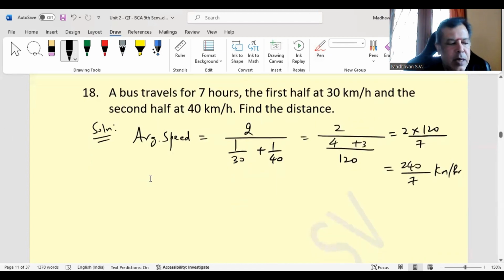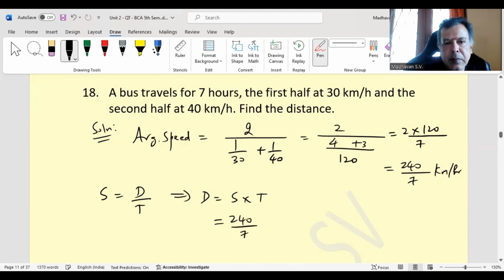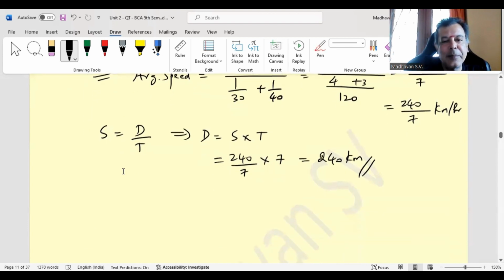Now we need to find out the distance. We know speed is distance traveled by time taken, which means the distance will be speed multiplied by time. Speed is 240 by 7. Time is 7 hours. So we get 240 kilometers. That will be the solution for this. Let us move on to the next.